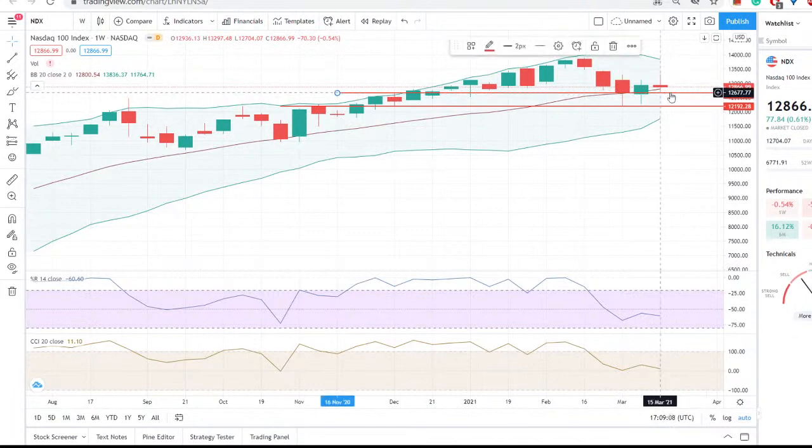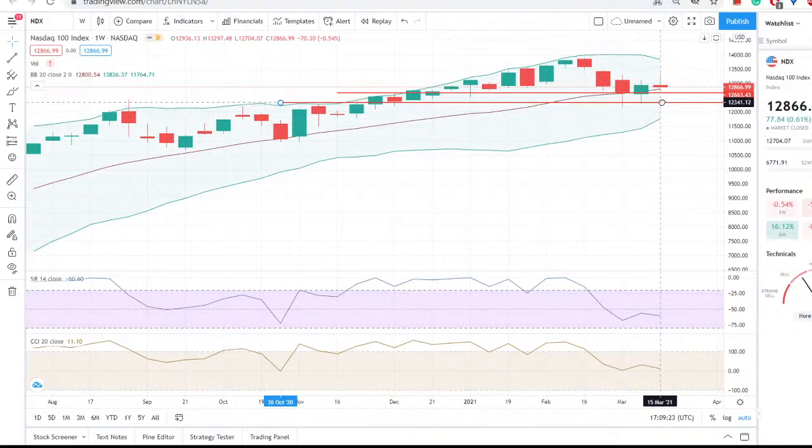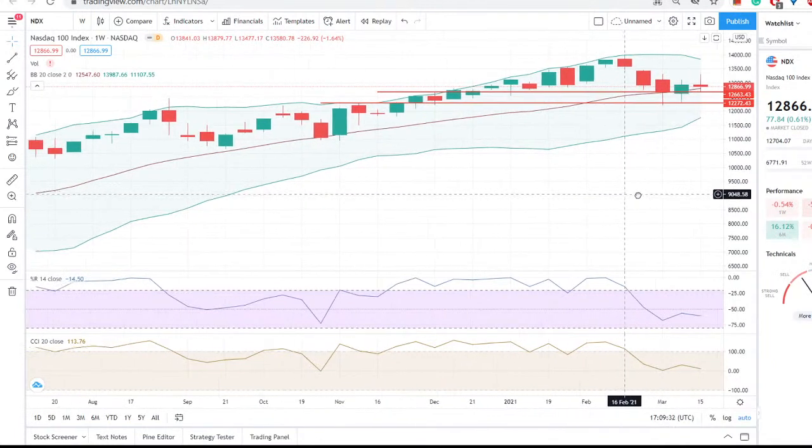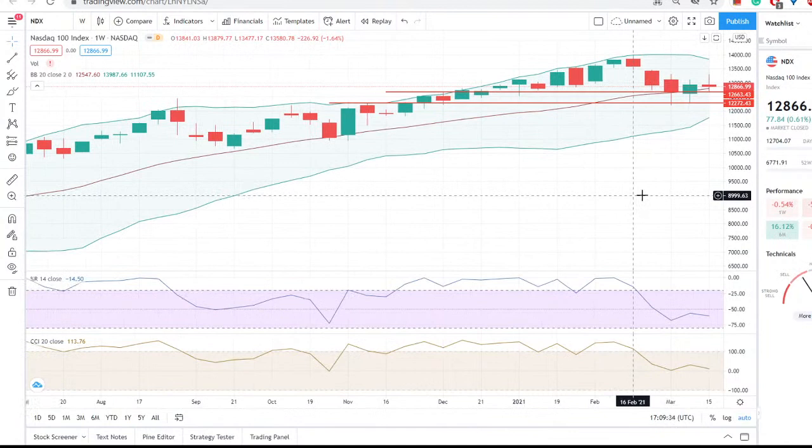So 12,300 would be around this. That's it. There is a strong support, and that was the exact resistance in the months of August, October, November. So right, that resistance is now a support for you. Exactly.